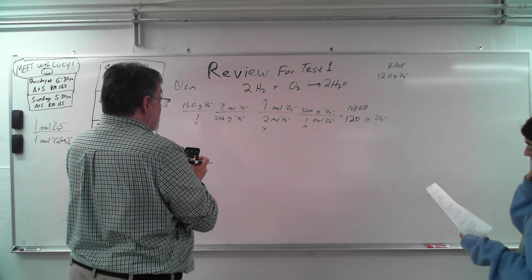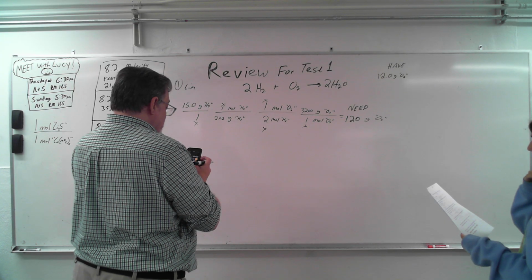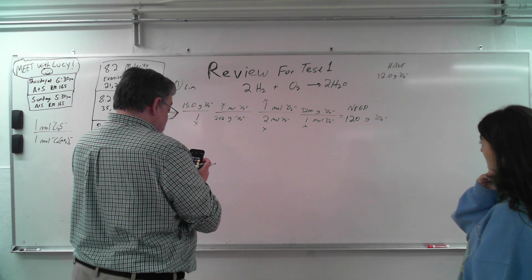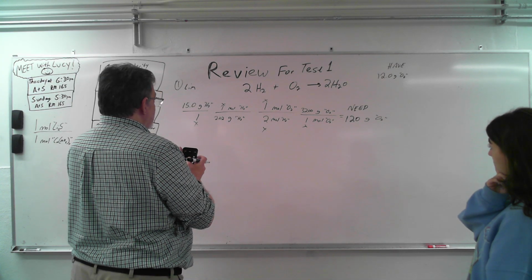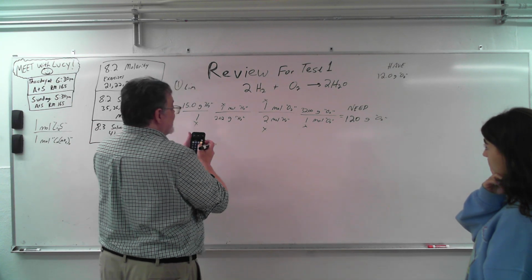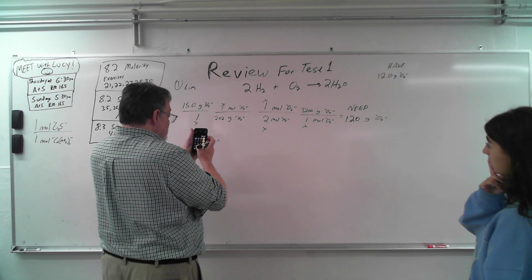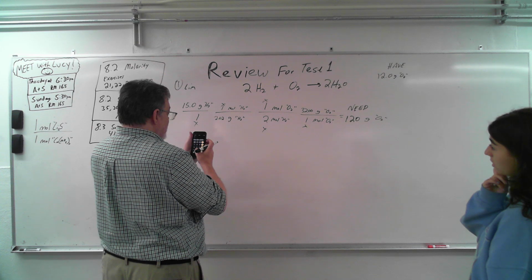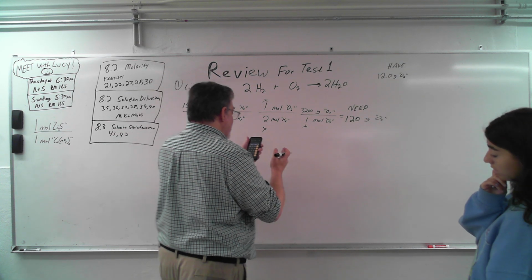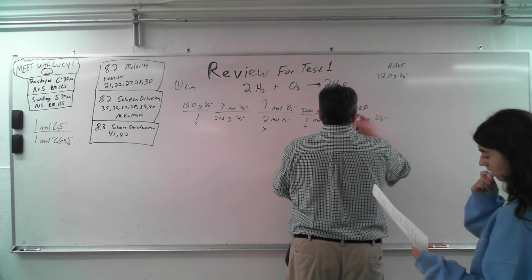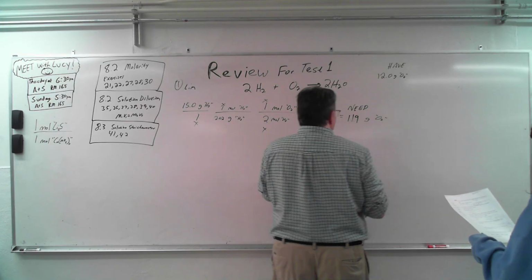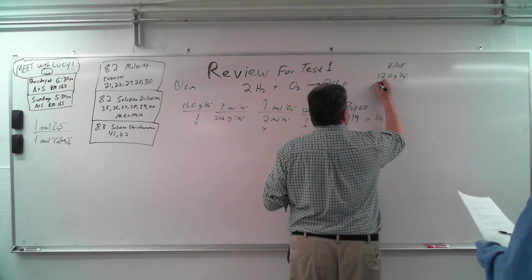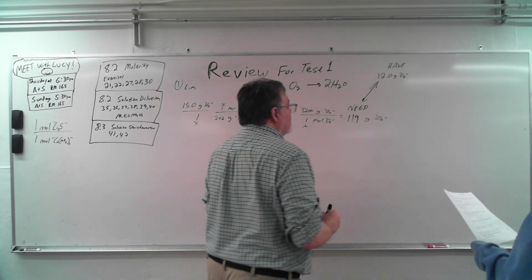Let me double check. 15 times 32 divided by 2.02 divided by 2. Oh wow, it came out way different. Hold on. 15 times 32 divided by 2.02 divided by 2. Now I got 118.8, so this is 119. All right, so now you're going to compare that, and you go, this is how much I have, but that's how much I need.